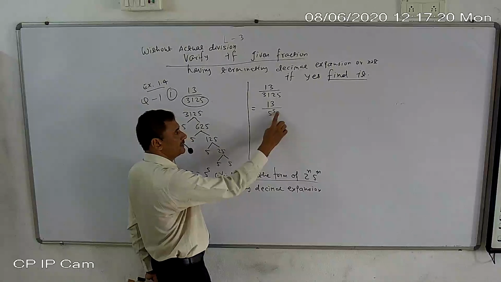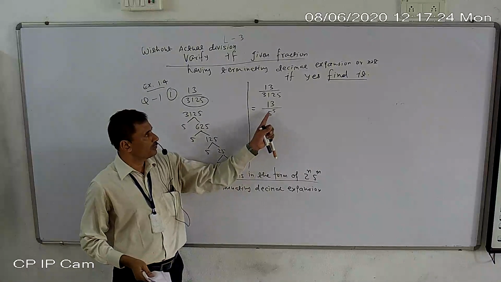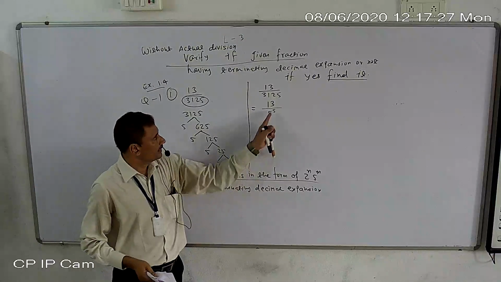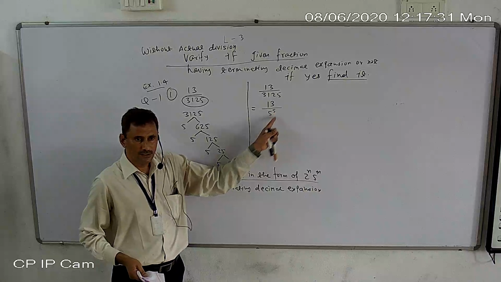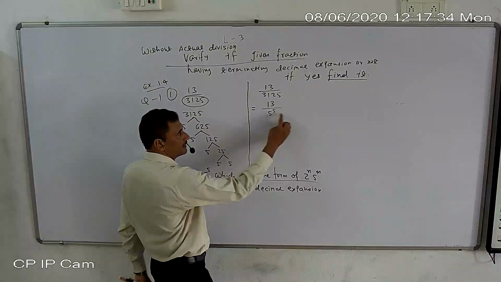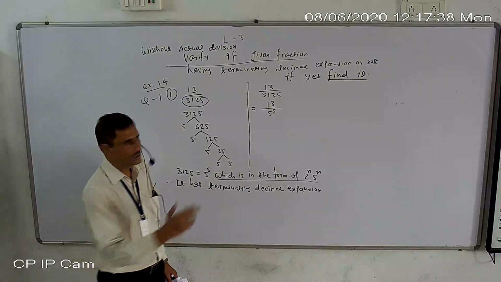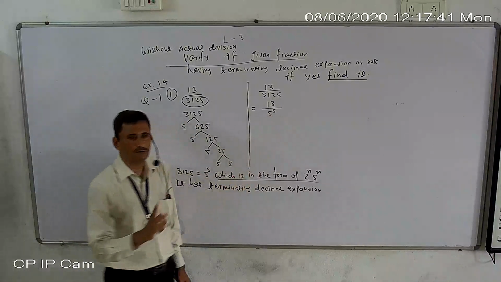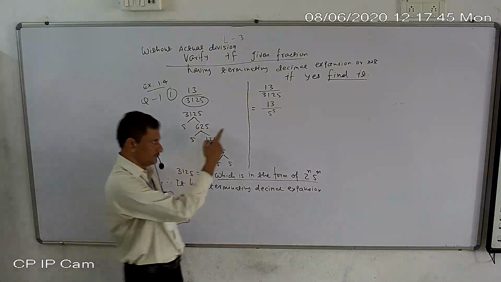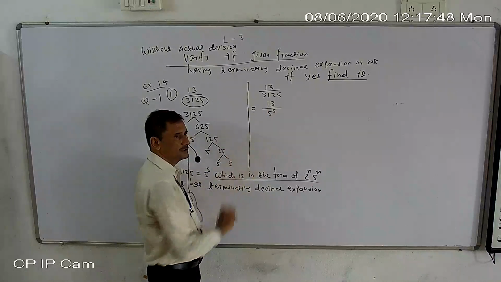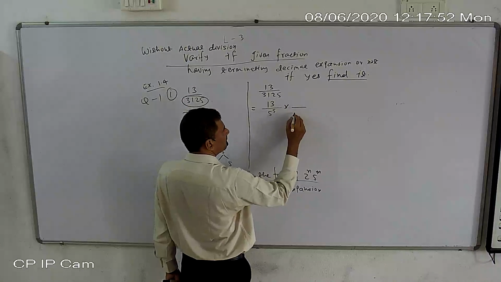But 10 raised to something is possible when there is an equal degree of 5 and 2. Here 2 has degree 0, meaning 2 is not visible here. So we have to multiply the denominator by 2 raised to 5. Why? In the denominator, 2 and 5 must have equal degree. It is the prime condition, the required condition for going ahead. So I multiply here by 2 raised to 5.